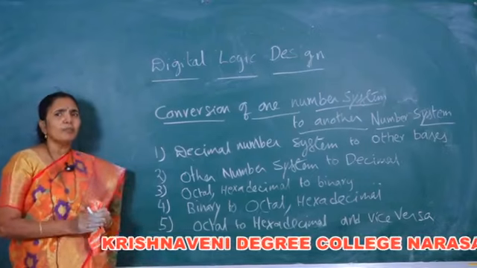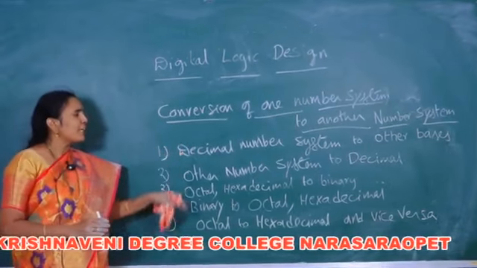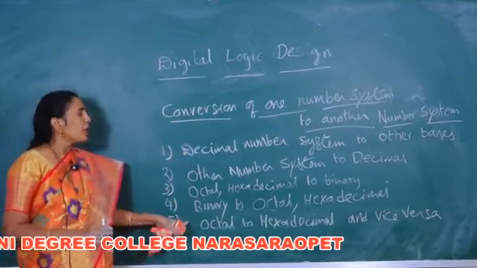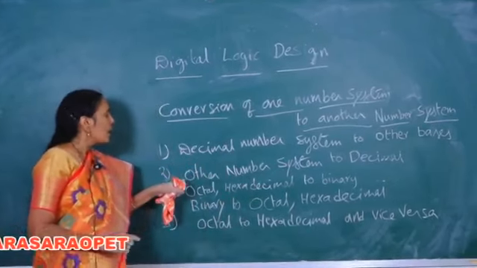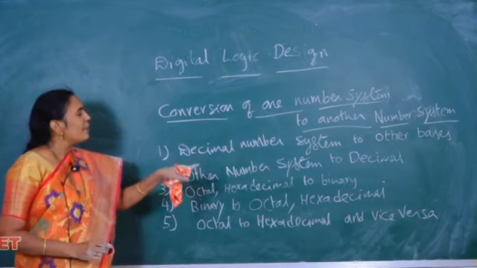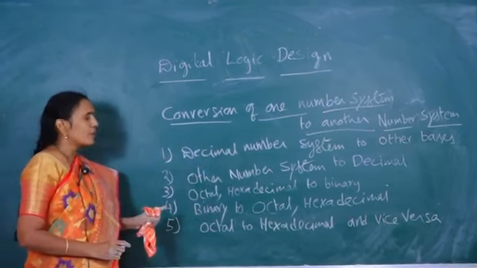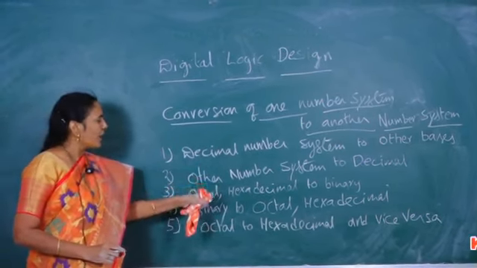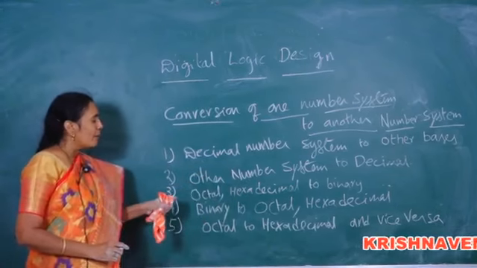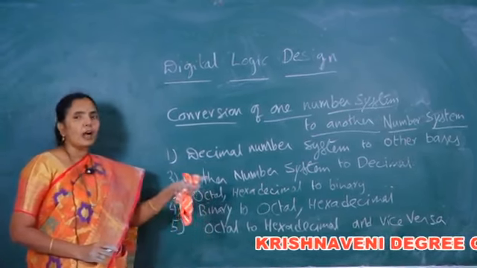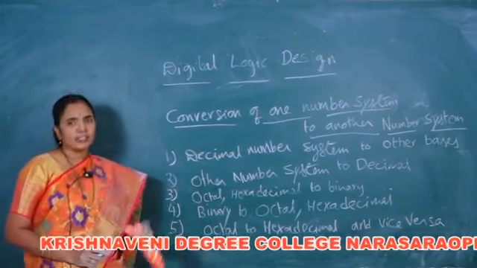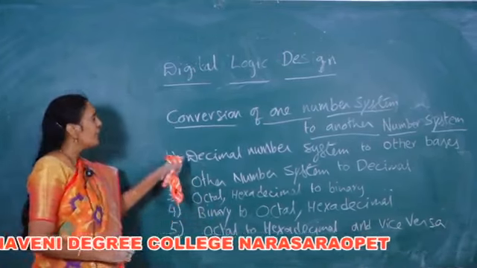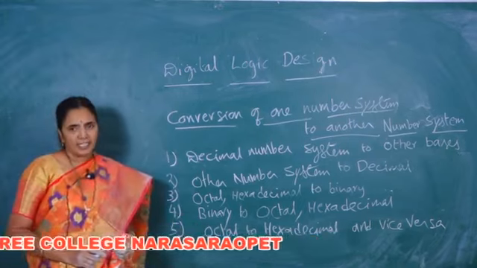The conversion process can be subdivided into 5 groups: converting decimal number to other bases, converting other number systems to decimal, octal or hexadecimal to binary, binary to octal or hexadecimal, octal to hexadecimal, and vice versa. First, let us study all these in detail.